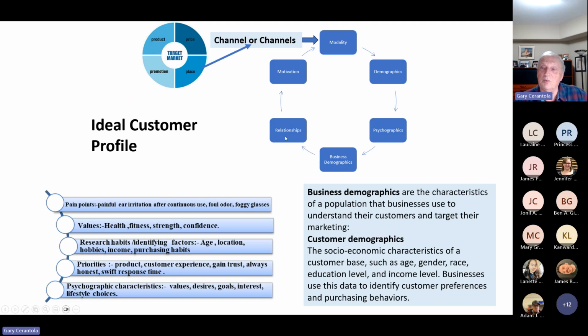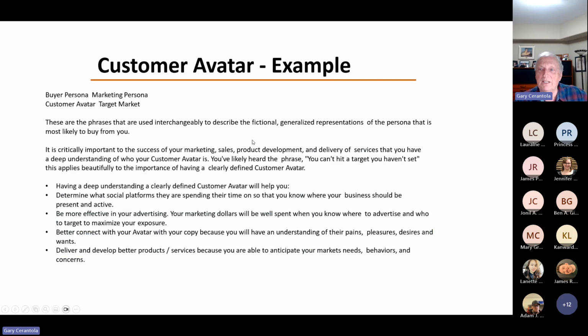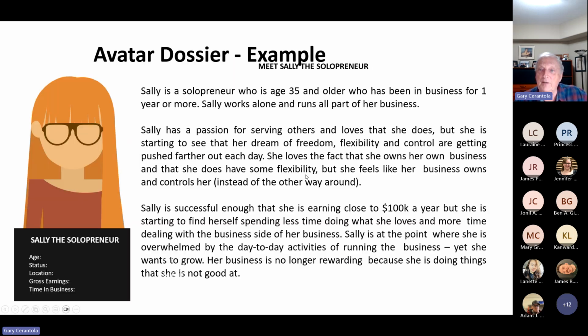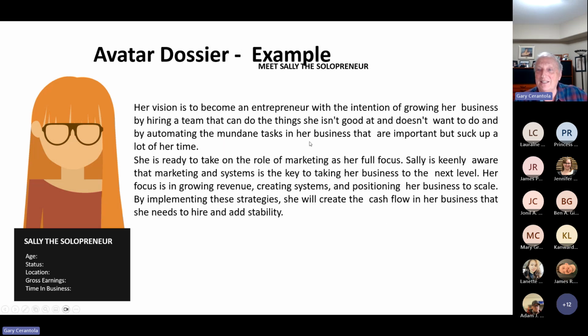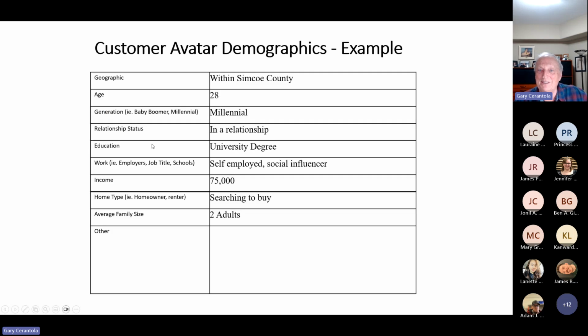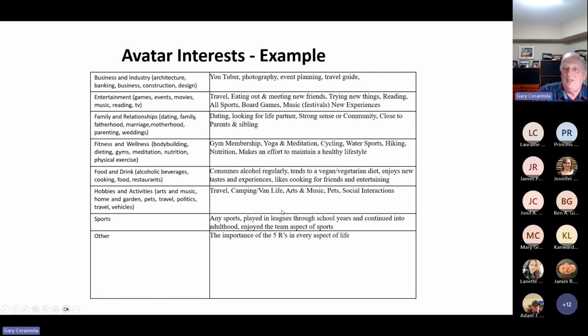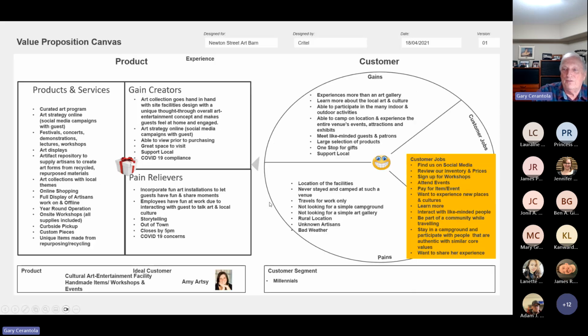For your business customers, what kind of relationships do they have and how are they motivated? So this is really key. These are just plain examples that you can have a look at, to give you a little more information. I pulled this off the internet. Here's Sally, and here is how they describe Sally, what she was all about, and some of her attributes, just for your example.